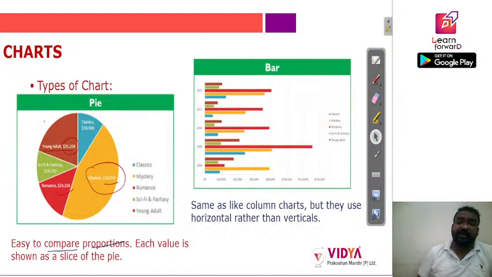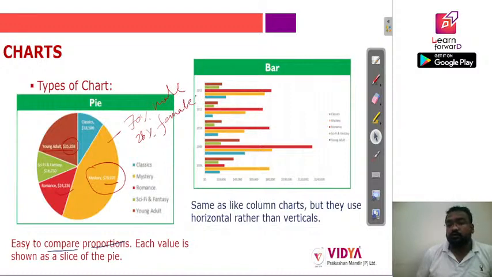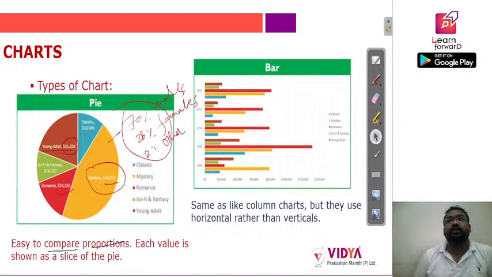So you can easily identify that with the help of this pie chart. That can help you. Okay, 70% were males, 28% were females, and 2% belongs to others. Such kind of data you can easily represent with the help of this pie chart.